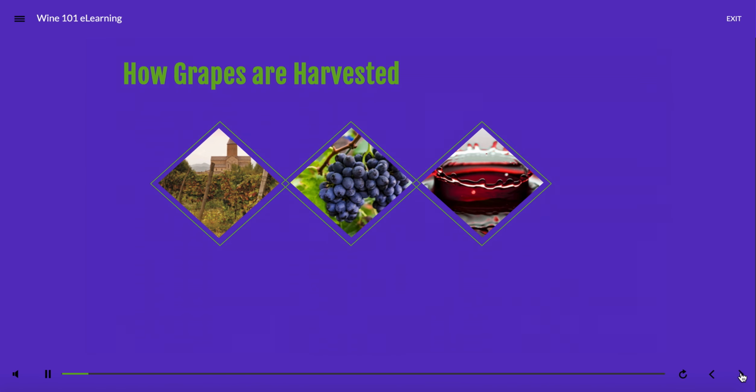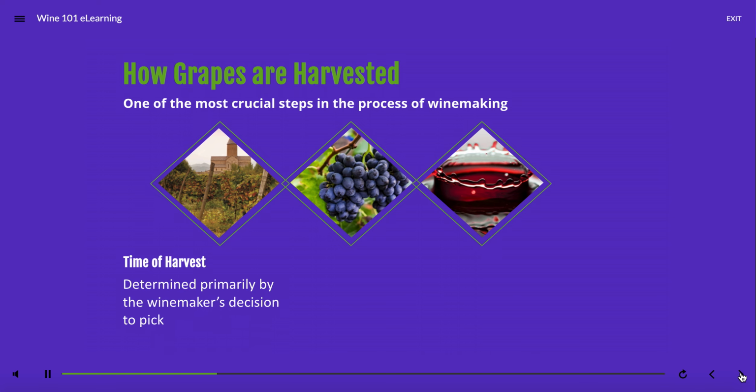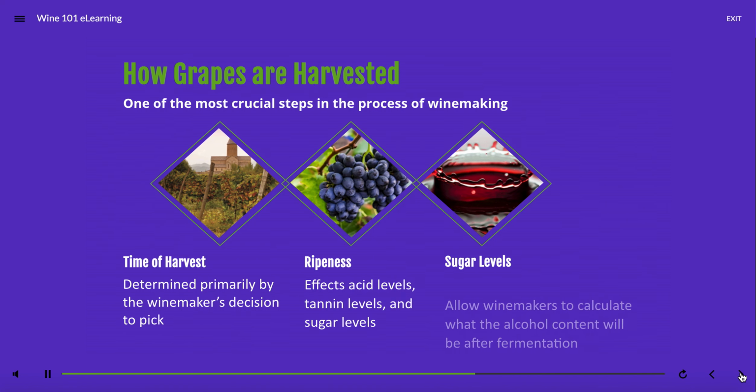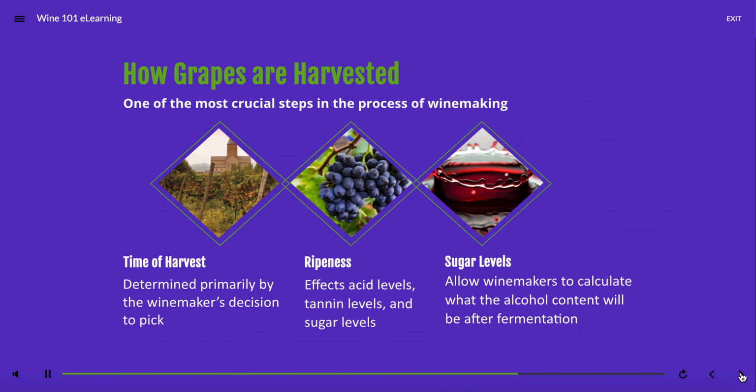How grapes are harvested. The harvesting of wine grapes is one of the most crucial steps in the process of winemaking. The time of harvest is determined primarily by the winemaker's decision to pick, based on the style of wine they wish to produce. The ripeness of grapes affects acid levels, tannin levels, and sugar levels, measured in Brix. The ability to calculate these sugar levels in liquid form allows winemakers to calculate what the alcohol content will be after fermentation.